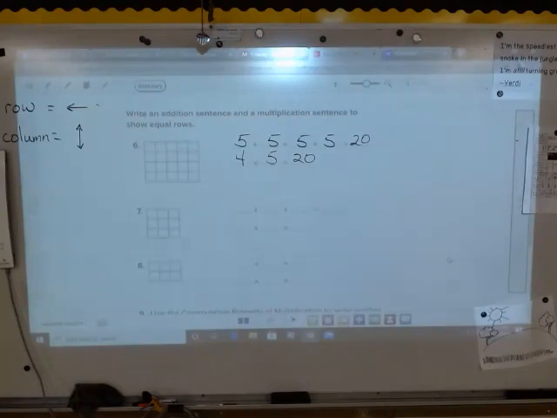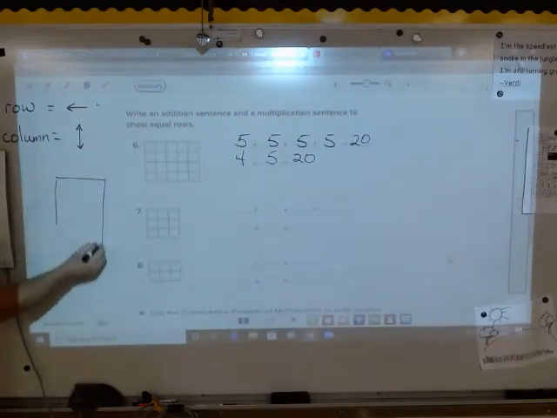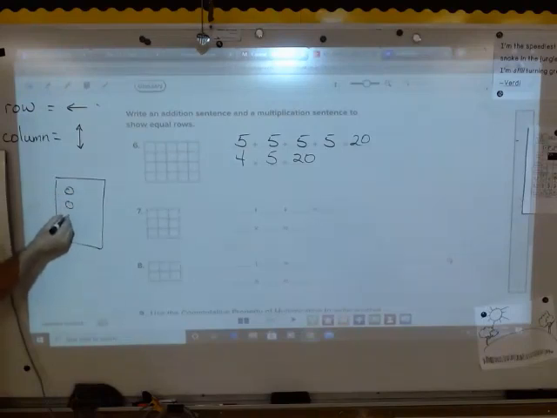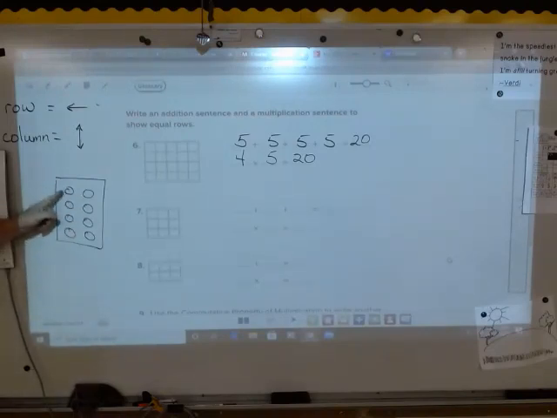Okay? Here's one nice thing about arrays. Sometimes you can use arrays to help you. Like, if I was making muffins, and I look at my muffin pan, that's what my muffin pan looks like. Now, I can count how many muffins I'm going to have. I'll end up with 8 muffins. Or I can go, well, it's 4 times 2.